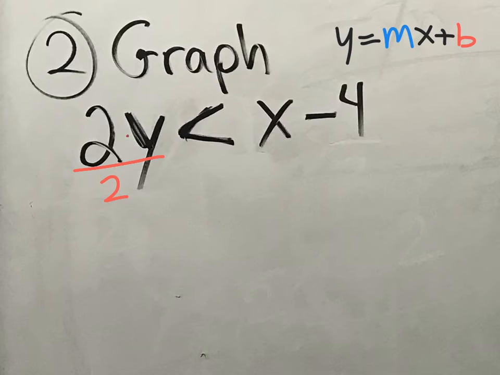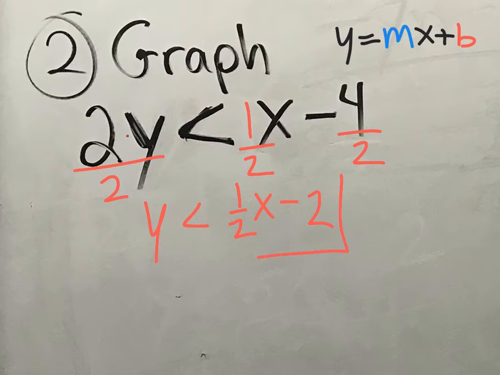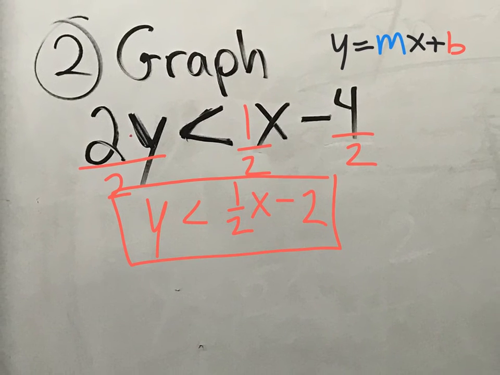And what you do to one side, you do to the other side. So I'm going to divide each one of them. That 1x, I'm going to divide it by 2, and the 4, I'm also going to divide by 2. So my new inequality is y is less than 1/2 x minus 2. And this inequality is now in slope-intercept form. It's ready to graph. And that's what I'm going to do.